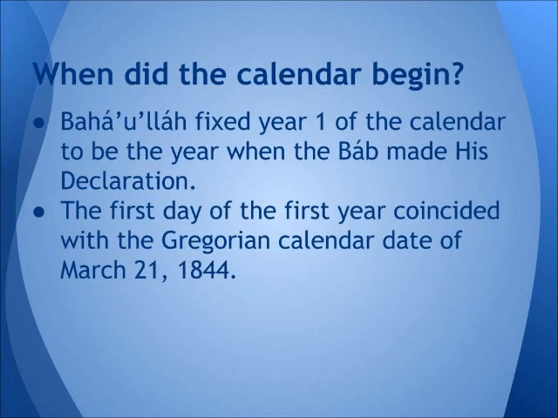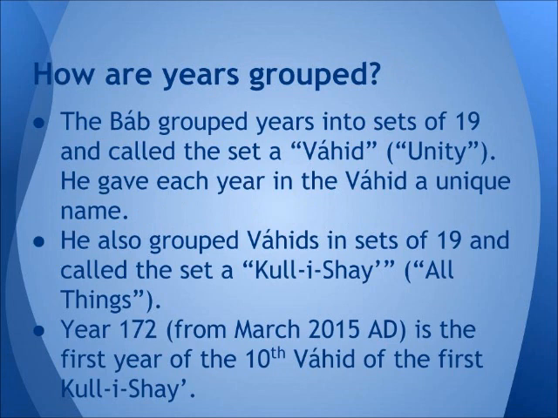Baha'u'lláh fixed year 1 of the calendar to be the year when the Báb made his declaration. The first day of the first year coincided with the Gregorian calendar date of March 21, 1844. The Báb grouped years into sets of 19 and called the set a Vahid. Vahid means unity. He gave each year in the Vahid a unique name. He also grouped Vahids in sets of 19 and called the set a Kulishe, meaning all things. Year 172, that is from March 2015 AD, is the first year of the 10th Vahid of the first Kulishe.